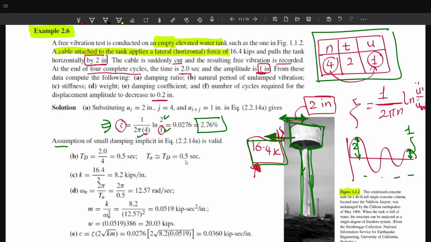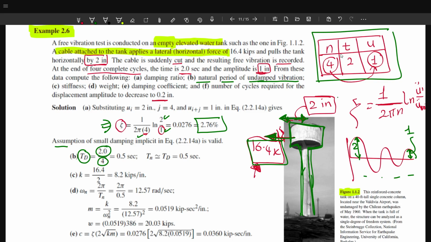This means that our TD, which is the natural period of the damped vibration, is going to be 2 over 4. So TD equals 2 over 4 because we have 2 seconds over 4 cycles, right? 2 seconds over 4 cycles.